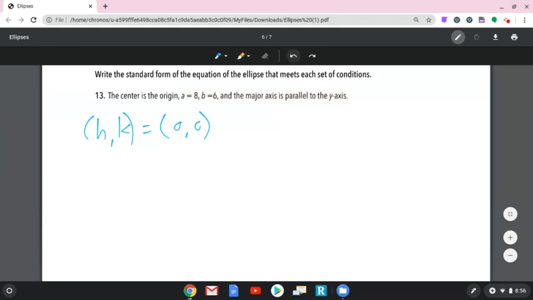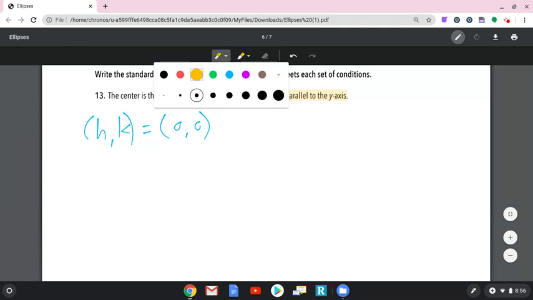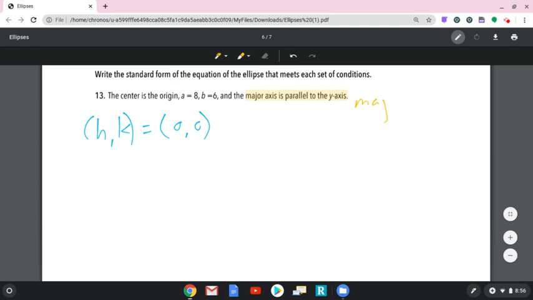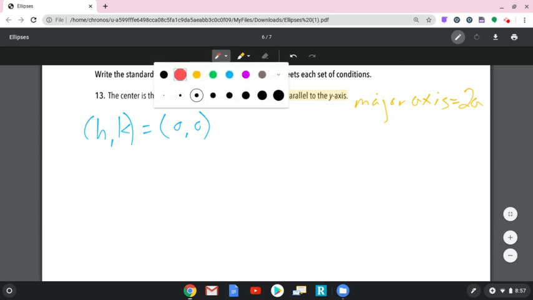So let's take a look at that, guys. I have my a and b. Let's look at our major axis. Our major axis is parallel to the y-axis. Remember, the major axis is always 2a. If it's parallel to the y-axis, the major axis will be the direction of my ellipse. So if it's parallel to the y-axis, it is going to be an up and down ellipse.